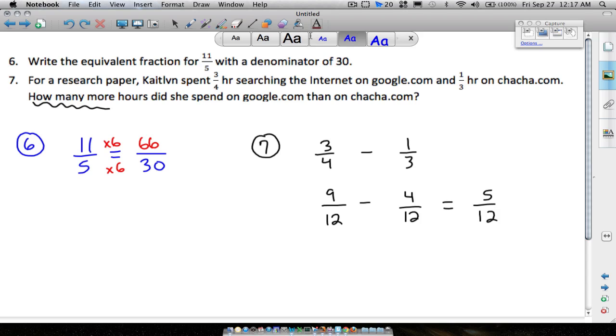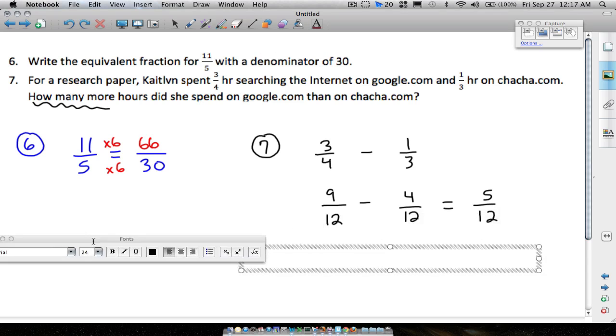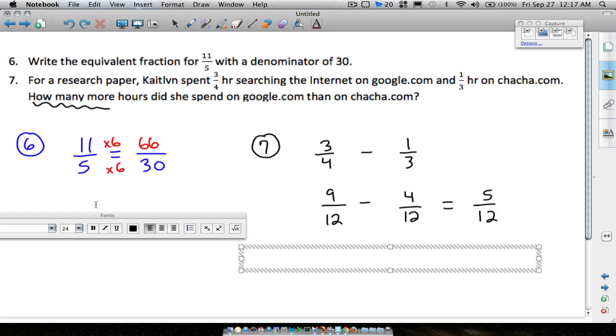But now, since this is a real world problem, let's make sure we type a sentence. So how many more hours did she spend on google.com than Cha-Cha? Well, Google was when she spent 3/4 of an hour.